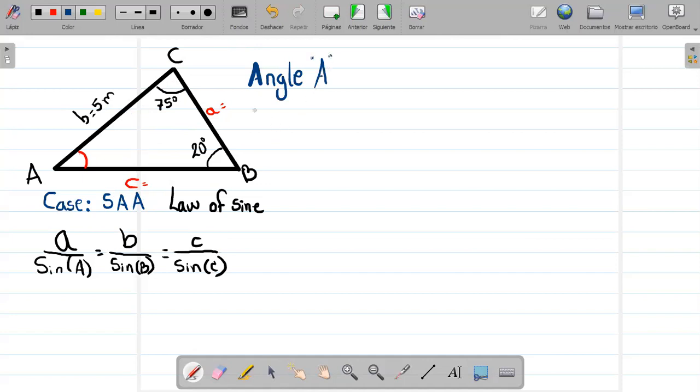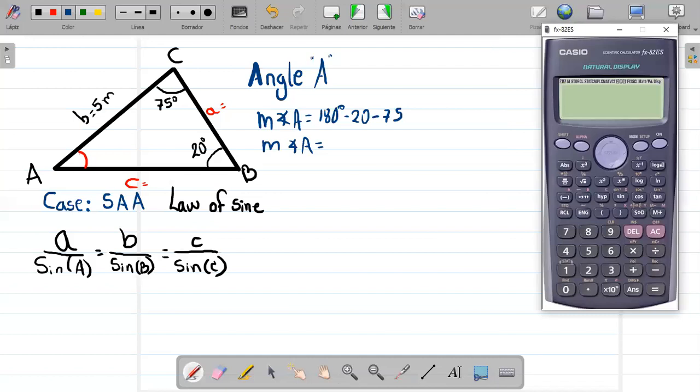So to conclude the angle A, I want to hear your participation. You can apply the property or just one step, like measurement of angle A, it's gonna be 180 minus 20 minus 75. I mean, if you want to see it with a property, it's gonna be like that. So for the measurement of angle A, we can use the calculator in order to conclude that answer very quickly.